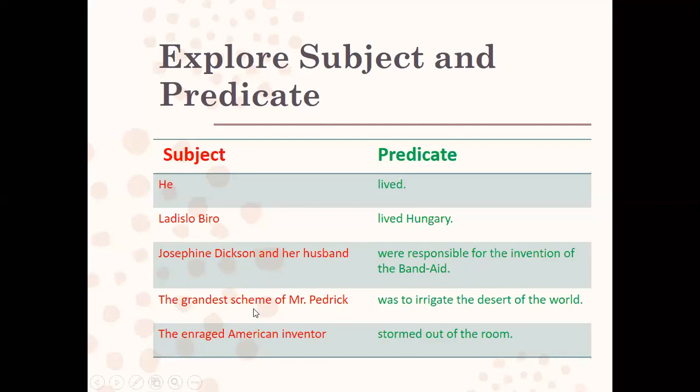Okay, so look at the fourth sentence. The grandest scheme of Mr. Patrick was to irrigate the desert of the world. This is the subject: the grandest scheme of Mr. Patrick. And this is the predicate: was to irrigate the desert of the world. This predicate is telling you about the subject.